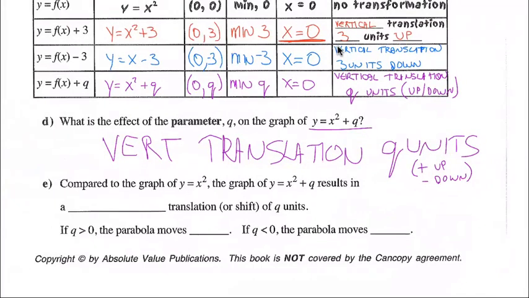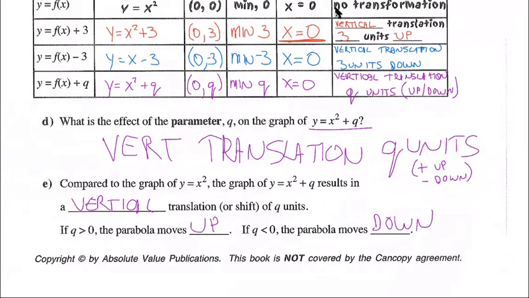Compared to the graph of y equals x squared, the graph of y equals x squared plus q results in a vertical translation shift of q units. If q is greater than 0, the parabola moves up. If it's less than 0, it moves down. Oh, kind of exactly what I just said, hey?